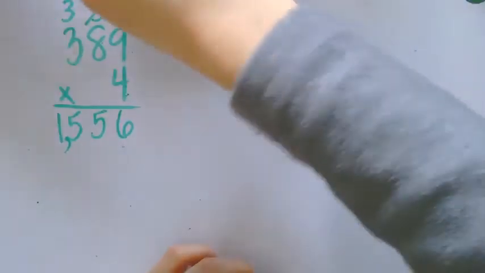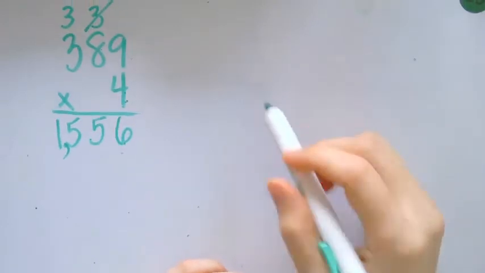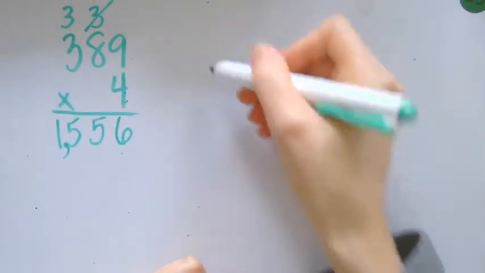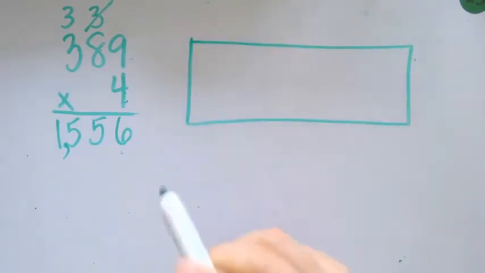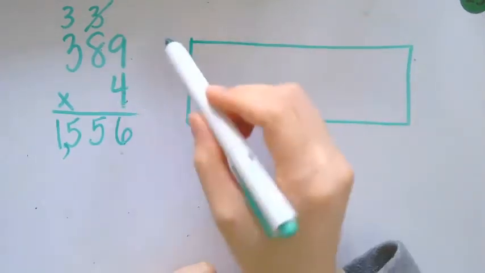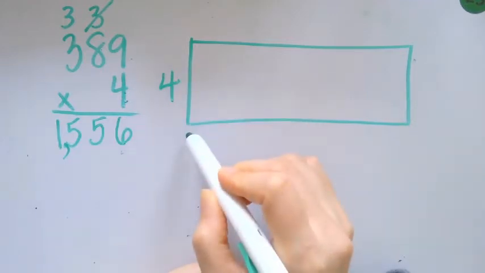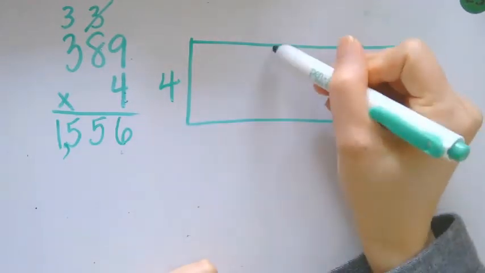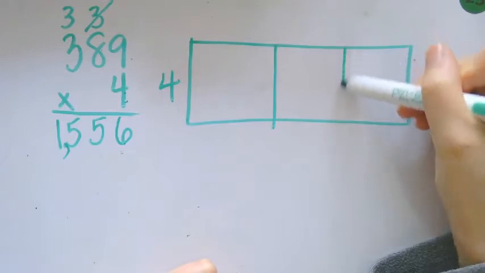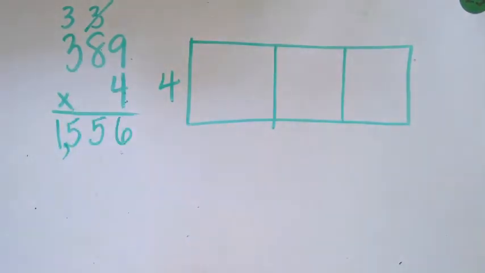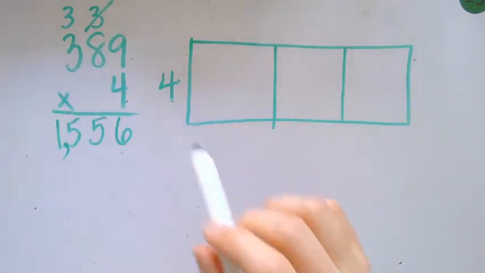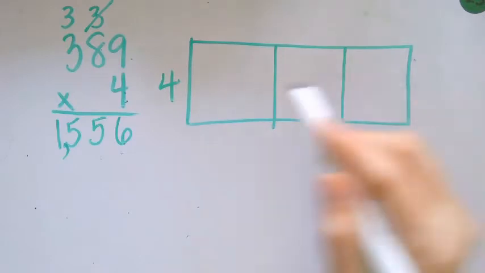Okay. All right, I'm going to use the same problem, but I'm going to show another strategy, using an area model. So when we have an area model, we're going to take our 4 and put that off to the side. And then I'm going to separate these by how many places I have in my number. Okay, so I have 389. I have 3 different digits in my problem.